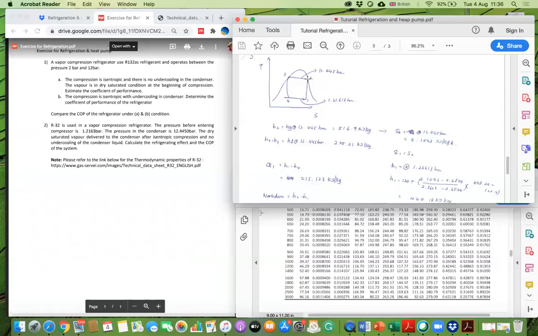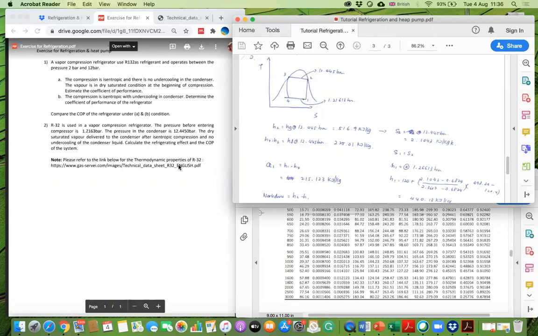All right, so this is Hg or Sg for point 2, right? In order to achieve that, if you refer to the lecture notes, the number one is a mixture, a wet vapor. Just now your friend asked me, how can I get the X? I'll show you later. So calculate the refrigerating effect and the COP of the system.